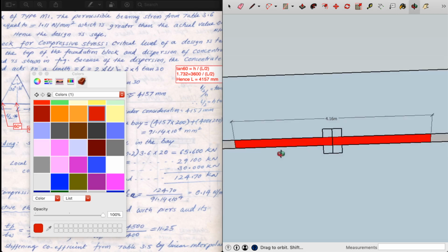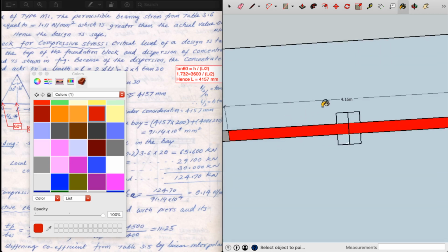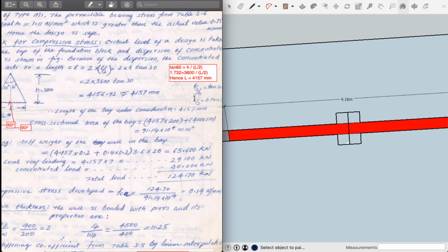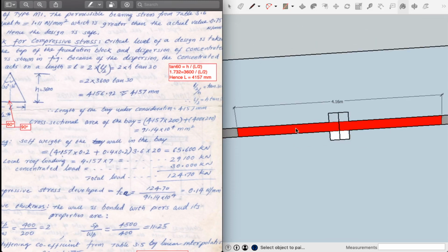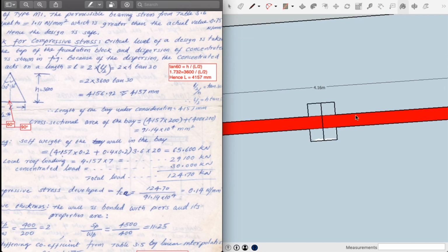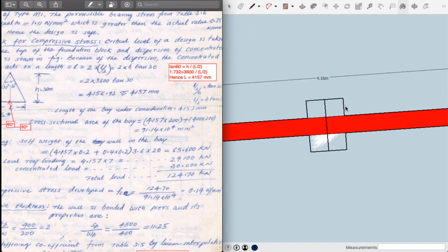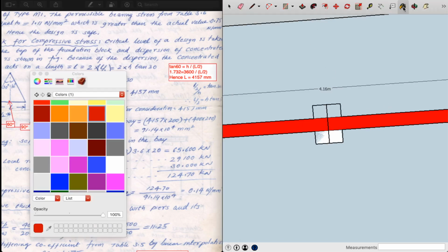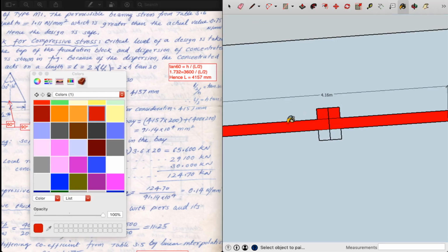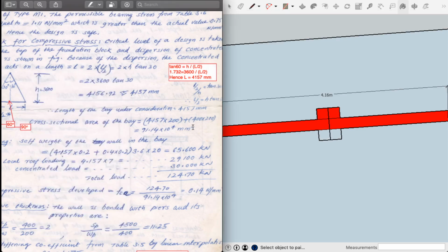So this red shaded portion is nothing but 4.16 into 0.2 meter, or in other words, 4.157 mm into 200 mm is the area of this red shaded portion. Now we are trying to include this projection of the pier as well, which is 200 and 400. So we're multiplying 400 into 200 and adding that to this red area as well. So 400 into 200 will give us 80,000 mm square.